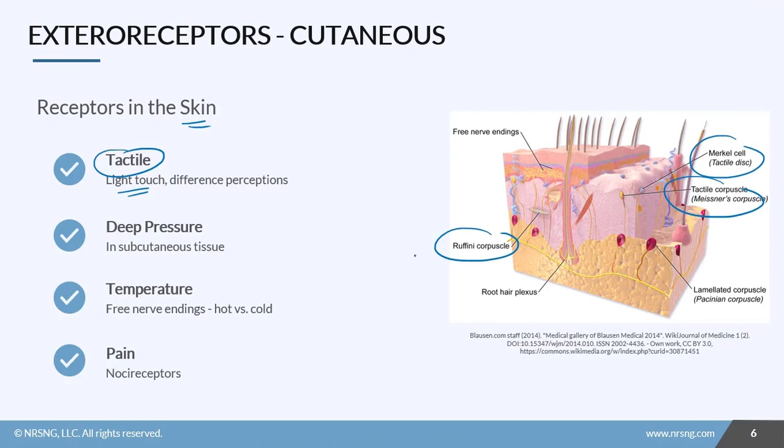We also have receptors in our subcutaneous tissue that help us respond to deep pressure. And then we have free nerve endings that are going to help us respond to temperature, so changes in temperature, telling the difference between hot and cold, etc. And then finally, we have another type of free nerve ending called nociceptors that help us respond to pain. Specifically, in this case, we're talking about in our skin.